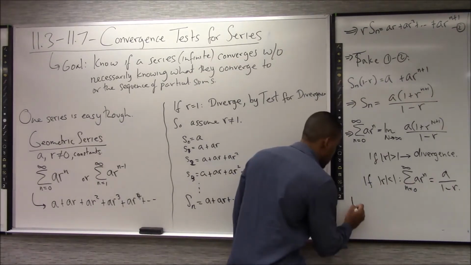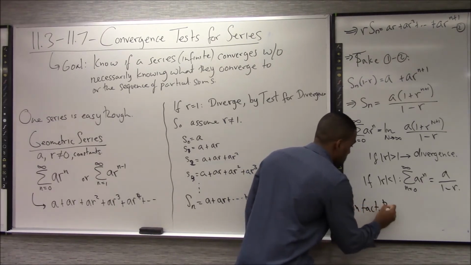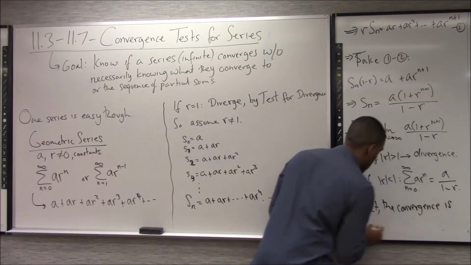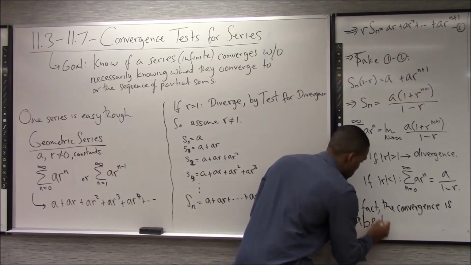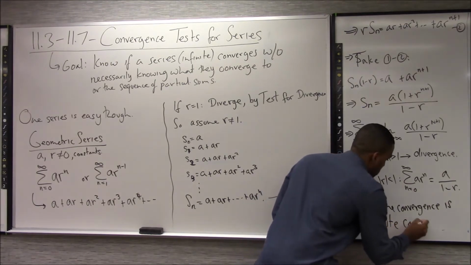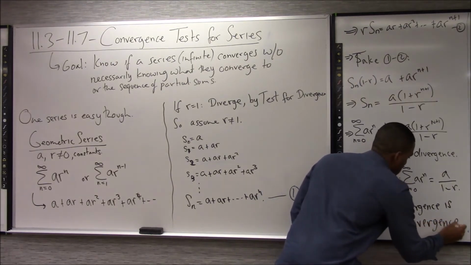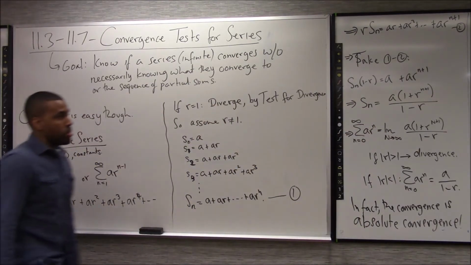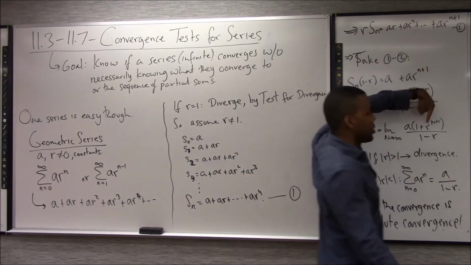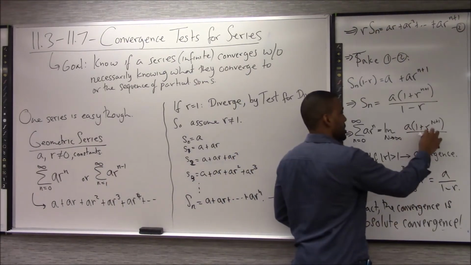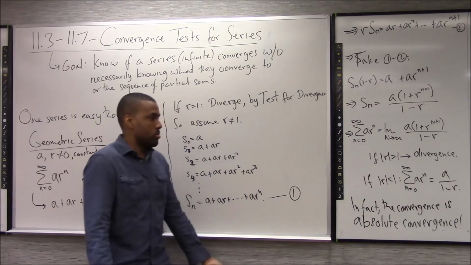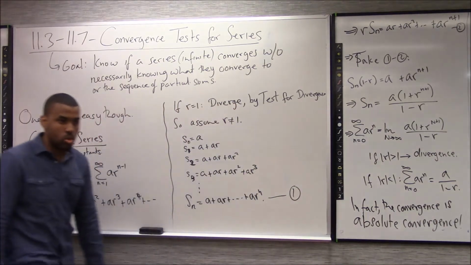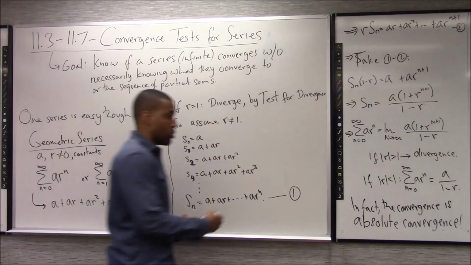In fact, the convergence here is absolute convergence. You'll notice if I put all my terms in absolute values, it will actually make no difference to the argument, right? Even if I replace all of these guys with absolute values of r, if the number is less than 1, raising it to a power is going to cause it to decrease, whether it's positive or negative. So the absolute convergence is what we have here.